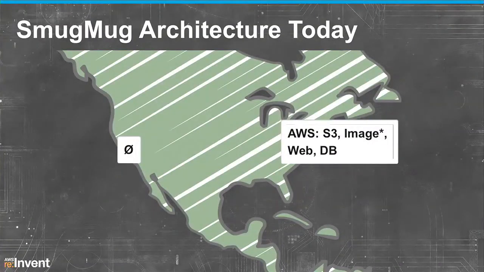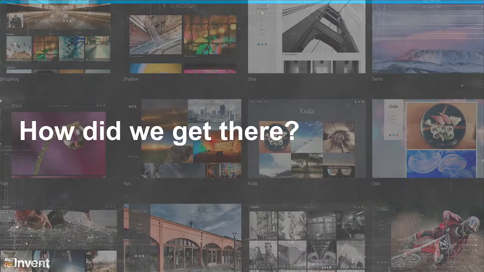And today, what we have is nothing in our data center, which has been a dream of ours for a very long time, and everything's in AWS. So how did we get there? And that's what we're here to see.